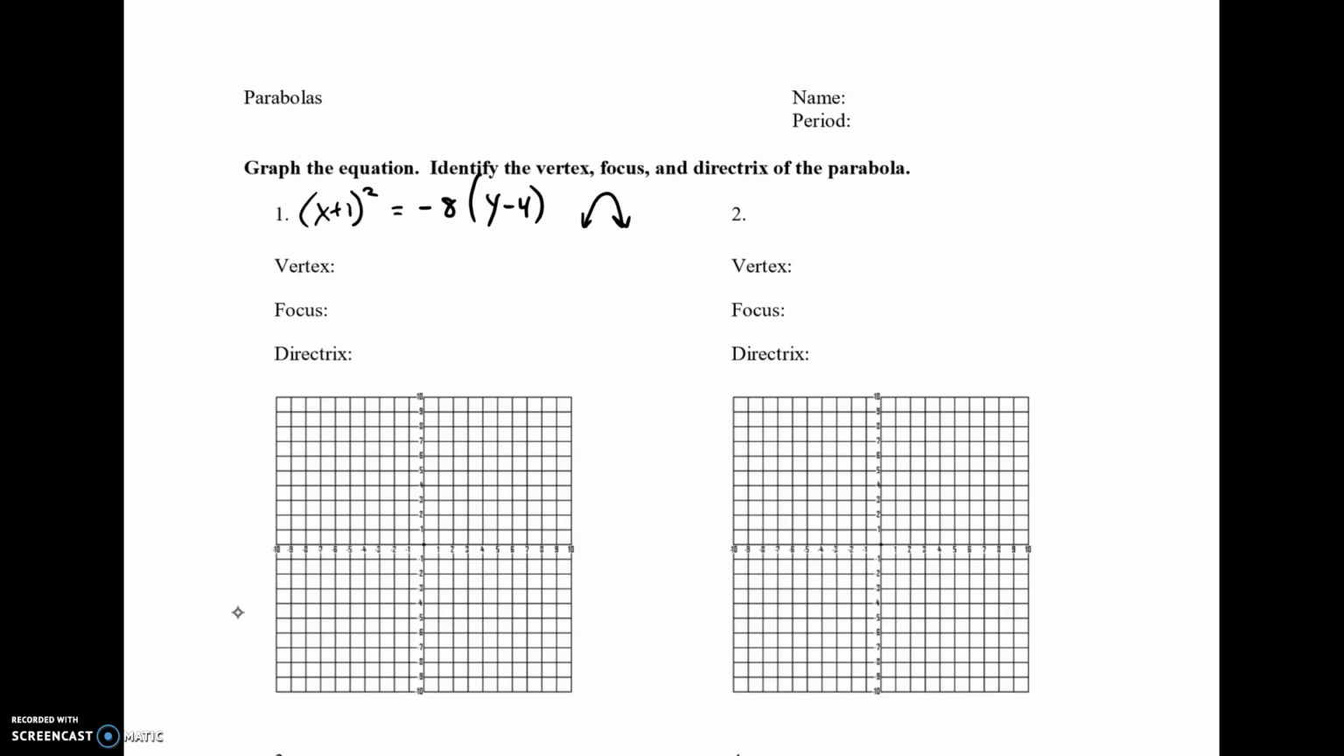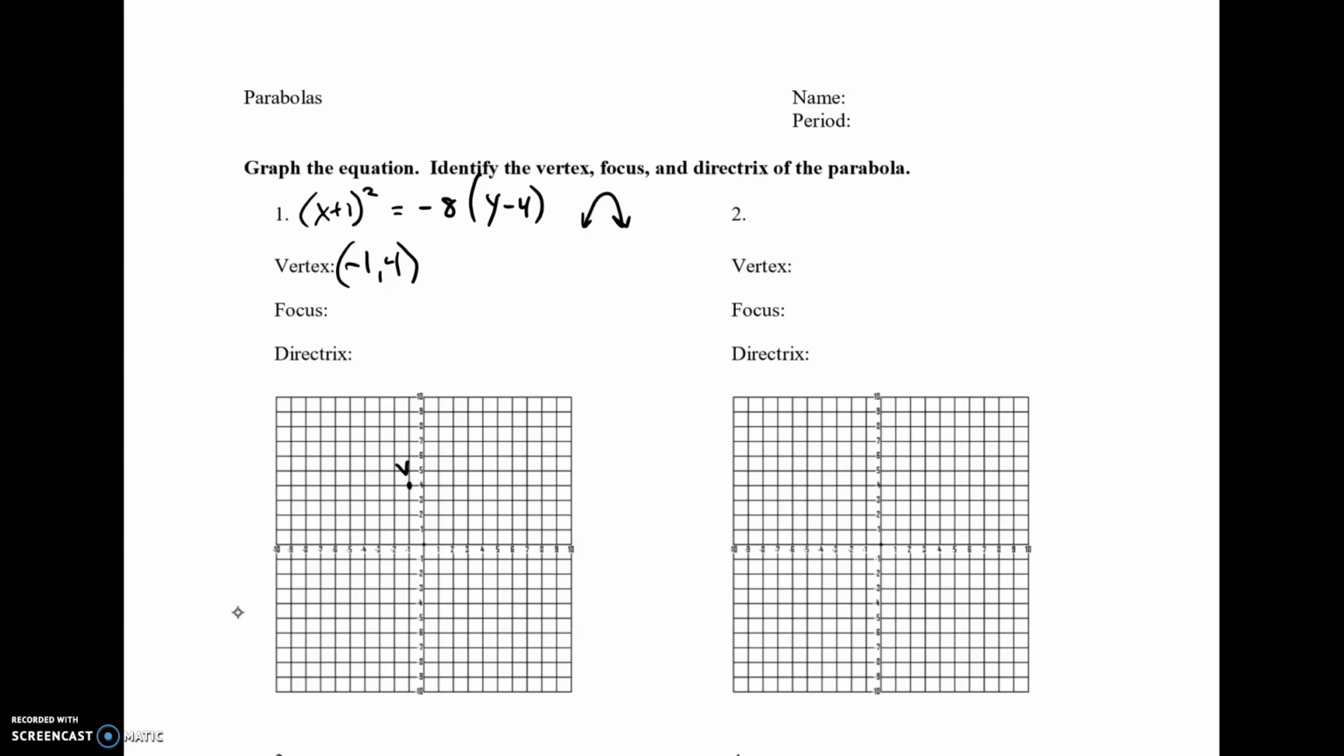I'm going to go to the vertex. The vertex is (h, k), so that's (-1, 4), right? X minus h, so h is -1. So (-1, 4), let's find that. (-1, 4) is right there. I'll put a V for a vertex there.